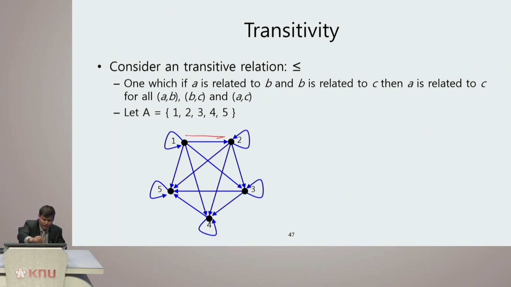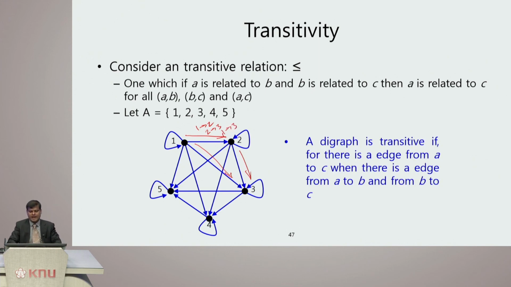We have one arrow here, that is 1 to 2, then we have one here, this is 2 to 3, therefore we have another one here, 1 to 3. That's transitivity. A digraph is transitive if there is an edge from A to C when there is an edge from A to B and B to C.